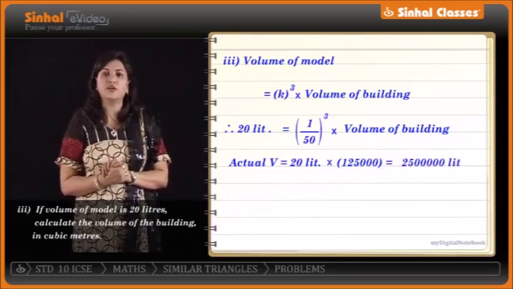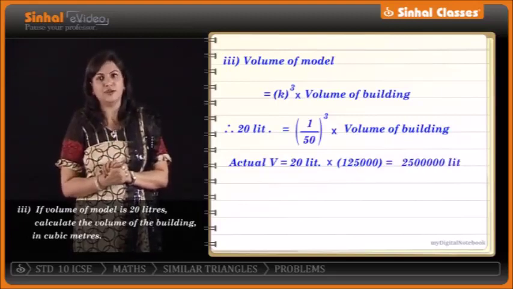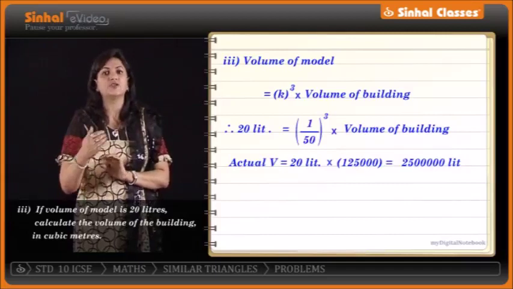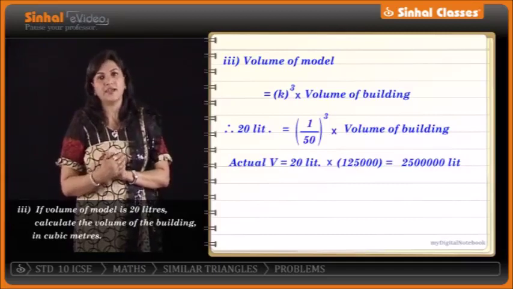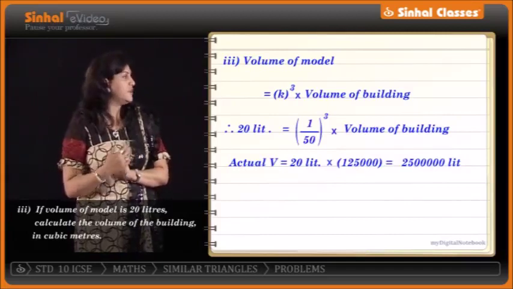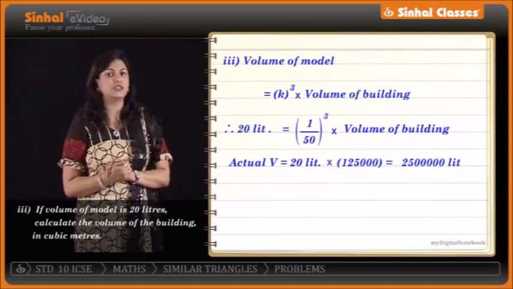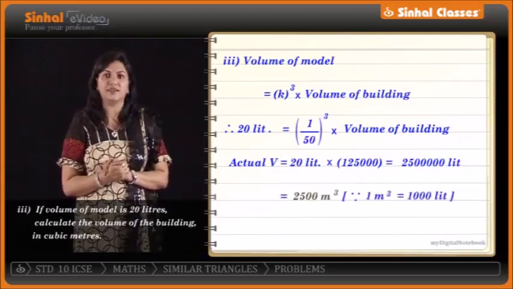Now we want to convert this to meter cube. We know that 1 meter cube is equal to 1000 liters. So we divide this by 1000 to get in terms of meter cube. So we will have the actual volume of the building as 2500 meter cube.